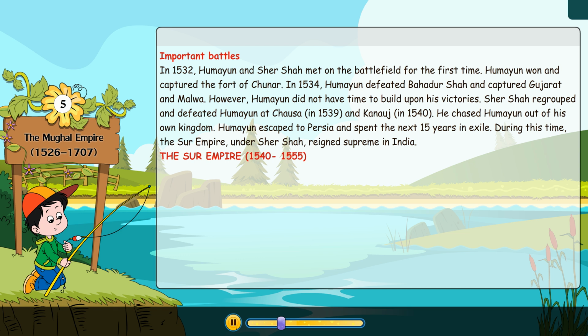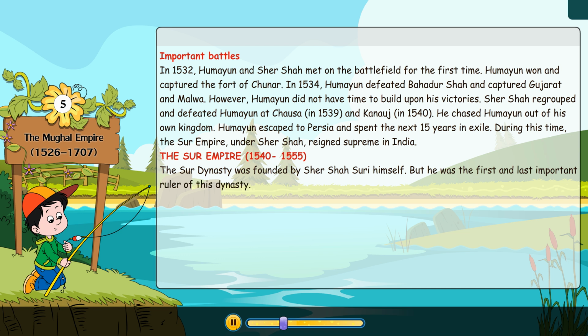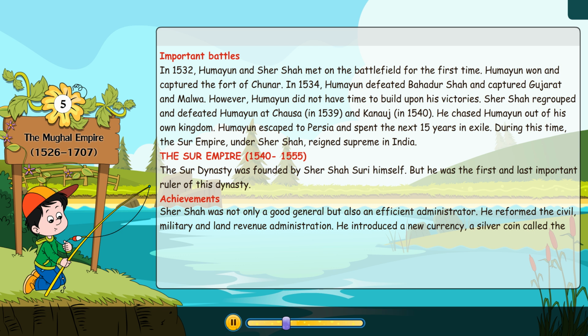The Sur Empire, 1540 to 1555. The Sur dynasty was founded by Sher Shah Suri himself, but he was the first and last important ruler of this dynasty. Achievements. Sher Shah was not only a good general, but also an efficient administrator. He reformed the civil, military and land revenue administration. He introduced a new currency, a silver coin called the rupiah.